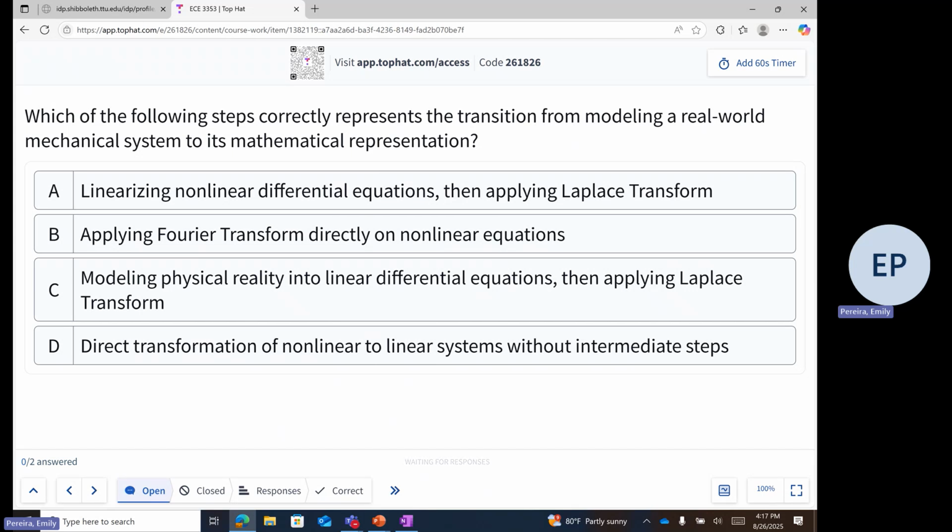Well, it definitely can't be D. You could model physical reality as linear differential equations, but usually we find that many systems are nonlinear, and then we linearize. So we're going to have to go with A.